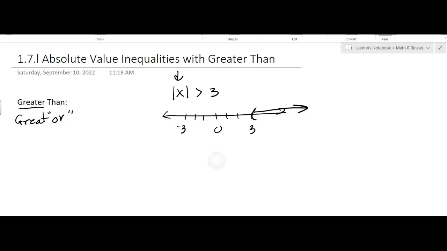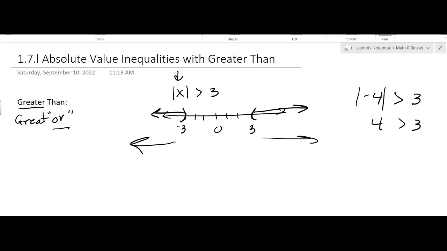Well, we want the absolute value to be bigger than 3. So we want it to go this way. Because numbers like -4, if I take the absolute value of -4, that's bigger than 3, because then I get 4 is bigger than 3, and that's true. Okay? So I get one going in this direction and one going in that direction. So it's an or situation. Greater. It's like one's going to the left and one's going to the right.